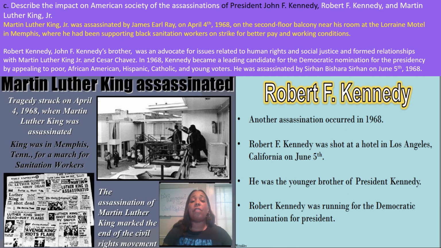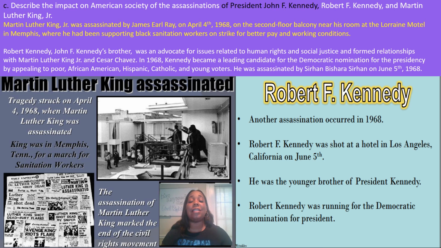The end of the Civil Rights Movement can be marked by the assassination of Martin Luther King Jr. Martin Luther King Jr. was assassinated by James Earl Ray on April 4, 1968, on the second-floor balcony near his room at the Lorraine Motel in Memphis, where he had been supporting Black sanitation workers on strike for better pay and working conditions. His assassination devastated the African American community and the United States as a whole.